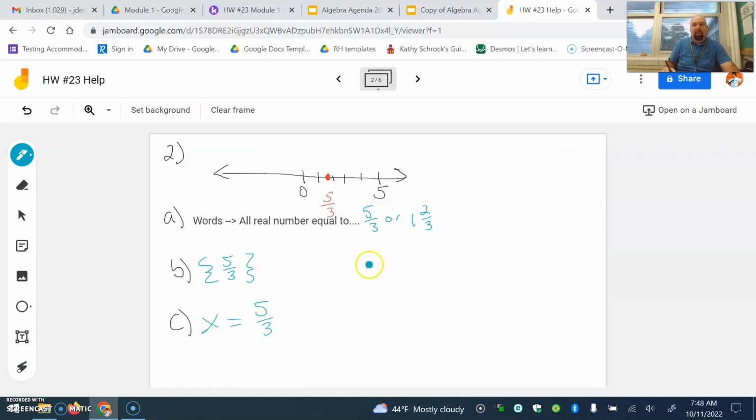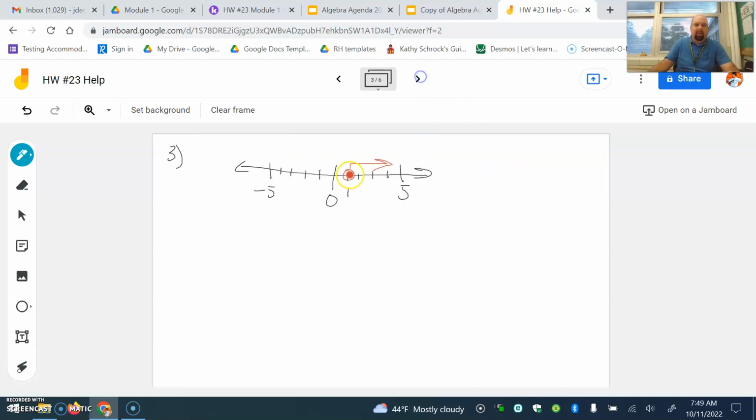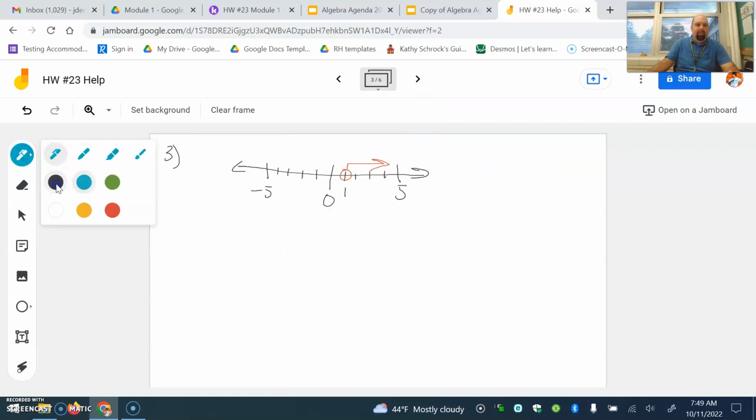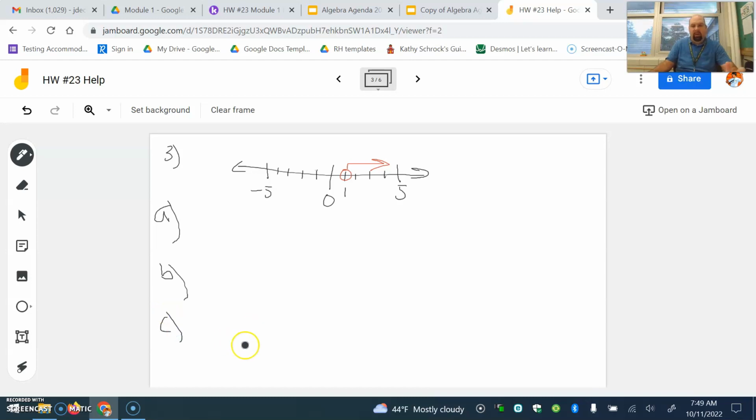This one might be a little bit tricky to come up with an equivalent one like the one we did before, where you add something to it. Maybe I could double. So I could do something like x is equal to 10/6. If you simplify that fraction, you get 5/3, same thing. Okay, 3. So again, we've got A in words, B set notation, C equation or inequality.